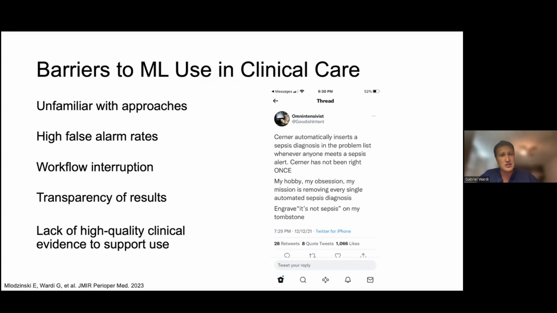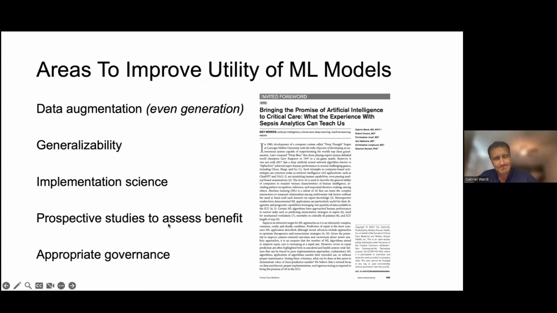There are also concerns sometimes that people say, well, these are black box models. They don't really tell us why they're firing. It's just popping up there, and I don't trust that. And importantly, one thing that we've seen when we did a wide survey with providers was that oftentimes, particularly critical care doctors, but many other doctors, feel that there's not enough high quality evidence to support the use of machine learning models in clinical care at this point. So this is something that we put out last year in Critical Care Medicine about some strategies to improve the utility of machine learning models.